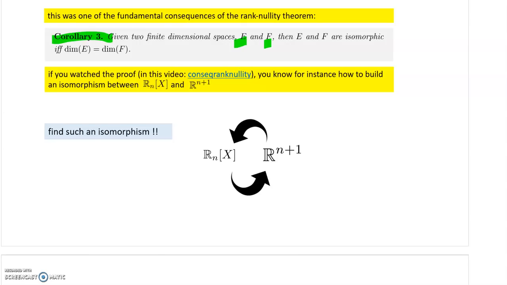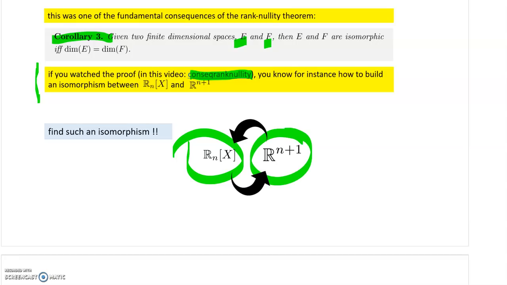Okay. So what's said afterward? If you watch the proof of this corollary, and so I invite you to watch again this video because it has a lot of interesting properties. For instance, how to build an isomorphism between R_n[x] and R^(n+1). So I invite you to pause this video for a few minutes and find an isomorphism that will take items from the set of polynomials of degree at most n into vectors in the space R^(n+1). So pause this video and try to build this isomorphism and come back.